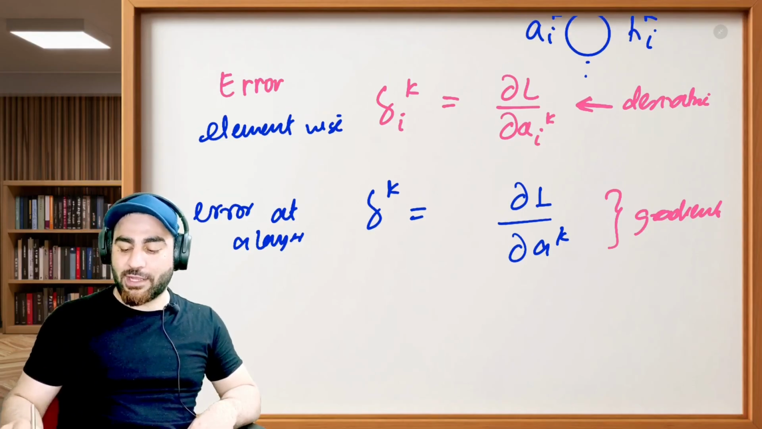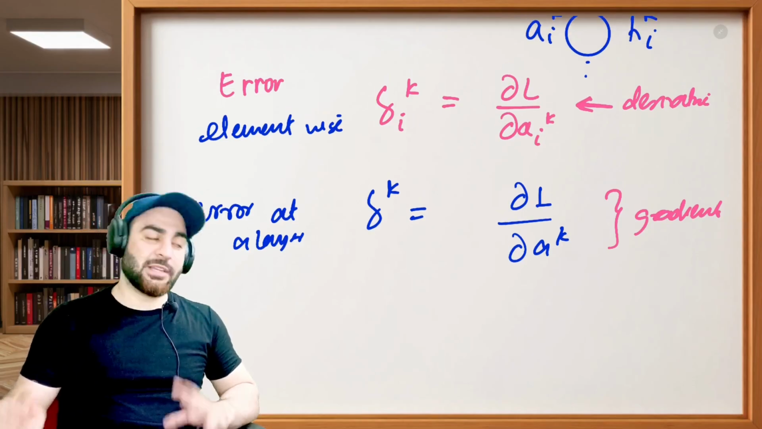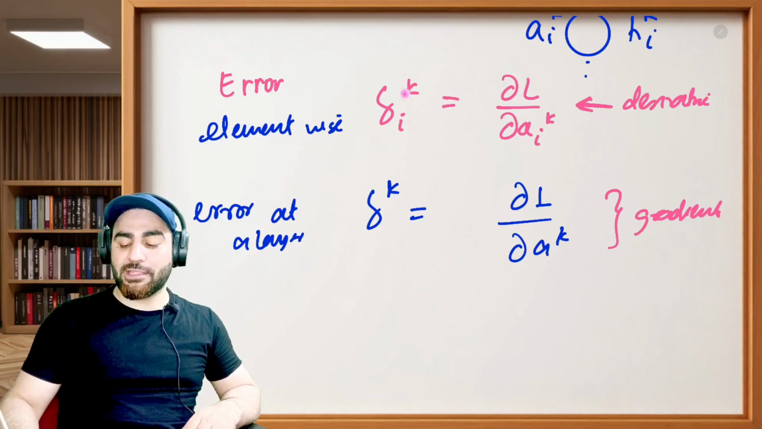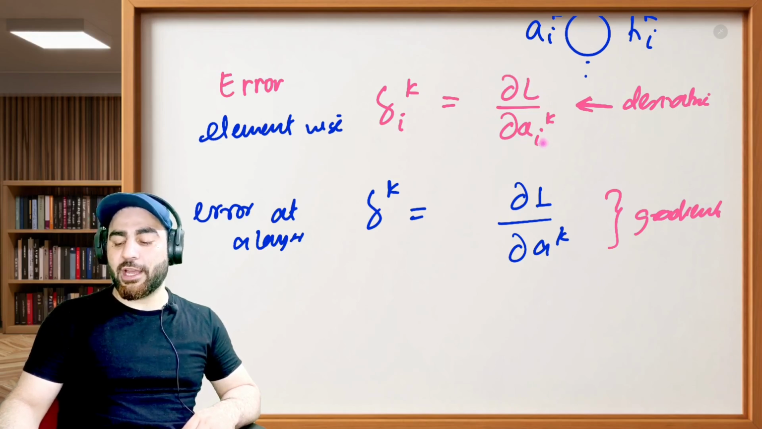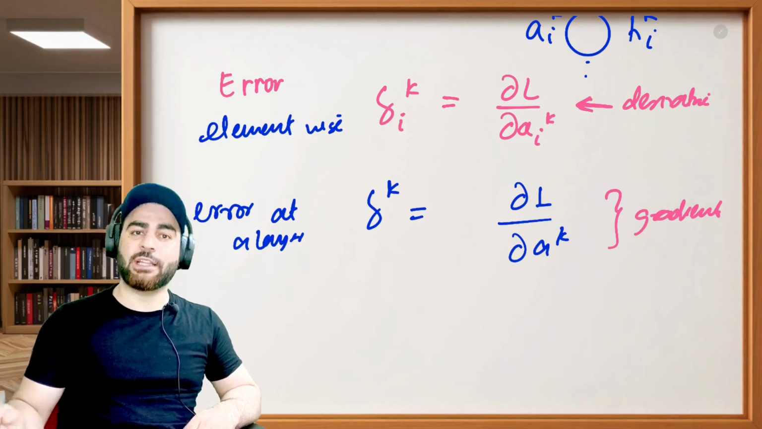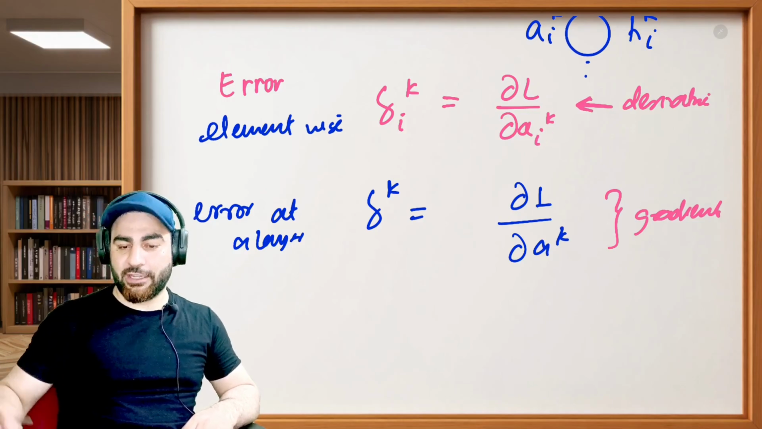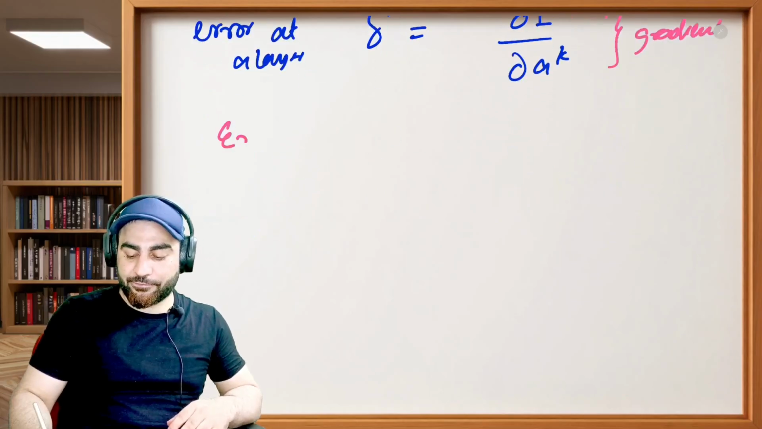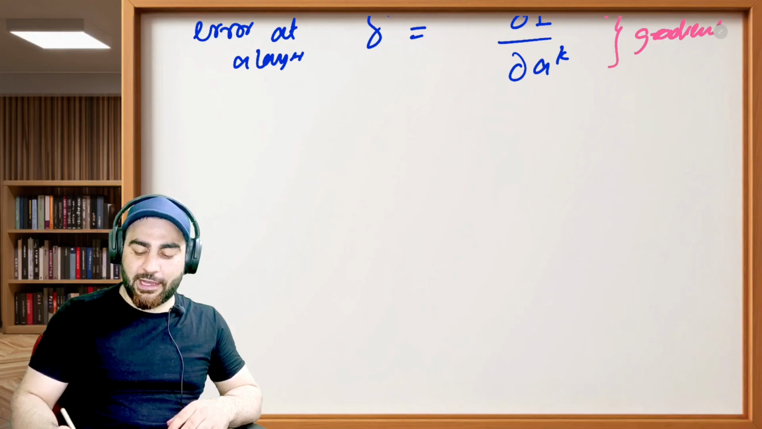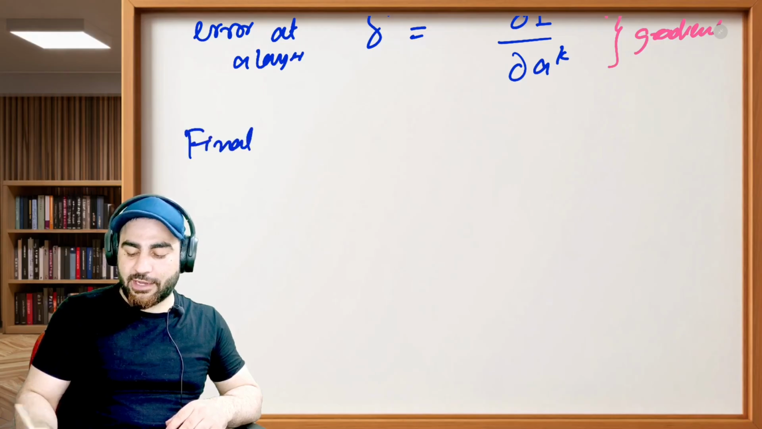So this is the element wise error. I'm just introducing a notation: delta_i^k means the error at the ith neuron, which is in the kth layer. So what is that? You take the derivative of the loss function with respect to a_i, the affine transformation or linear combination of that neuron in the kth layer. This is how I introduce it. If I now have to compute the final error, error at the final layer, I can compute it like this.